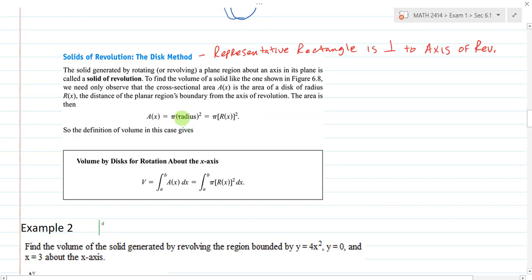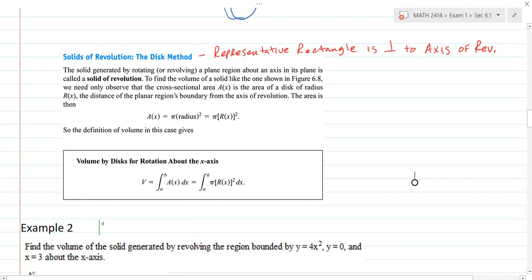Since we're generating a circle, the area of a circle is pi r squared, where if you're revolving around the x-axis, this radius is going to be a function of x. So if you're revolving around the y-axis, it would be a function of y.